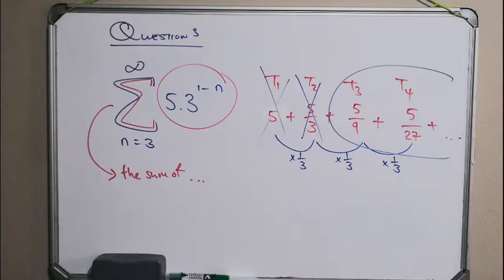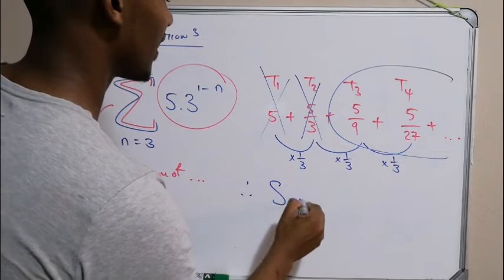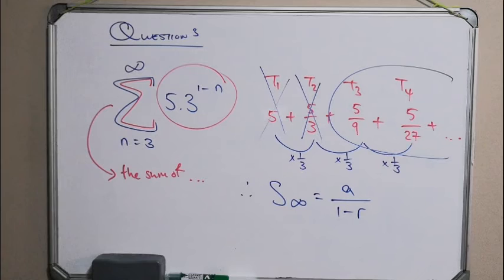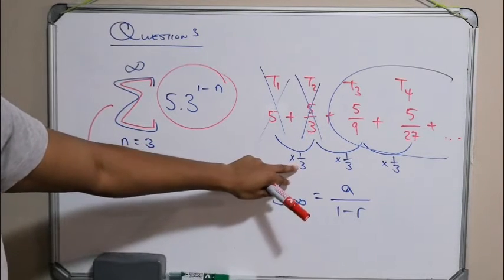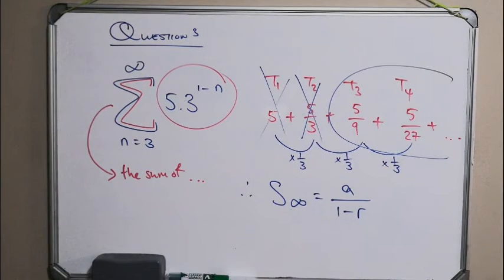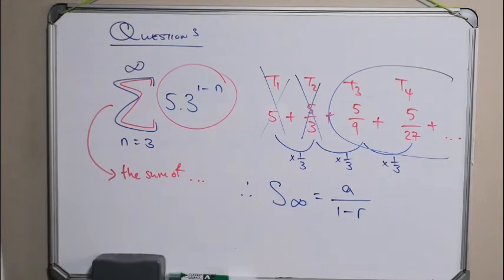I can't just use a regular sum formula for a geometric pattern. I need to use the formula that can incorporate when a pattern goes to infinity, when it converges to some number. Since the ratio is a proper fraction like this, we are going to have a converging geometric pattern, converging to this sum to infinity.